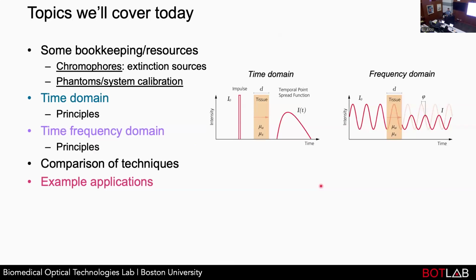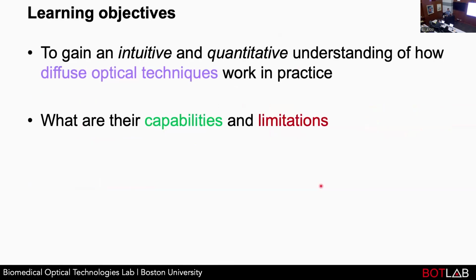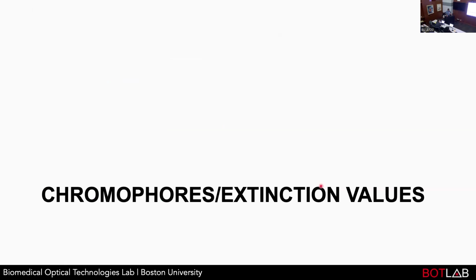Just like yesterday, I think it was fantastic how it turned into a discussion, and there were lots of questions, so please do the same today if you're so motivated. Remember, our learning objectives are to gain both an intuitive and quantitative, but also practical view of the diffuse optical technologies and how they work. So in that vein, let's talk about chromophores and extinction values.